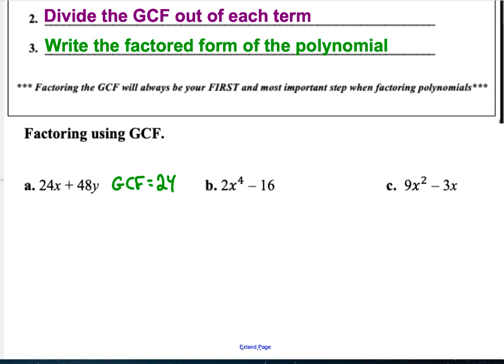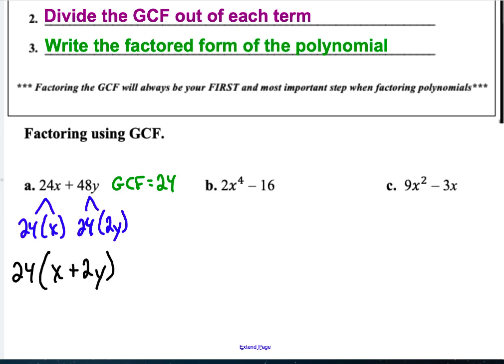So what we're going to do is pull apart each of those terms using that 24. So 24x is really 24 times x. And 48y is really 24 times 2y. So we're going to split it apart using that greatest common factor. That GCF gets pulled out front, because I could take it from both of them, and then I'm left with x plus 2y. So basically, it's kind of like undistributing that 24. We're pulling that back out of the problem.